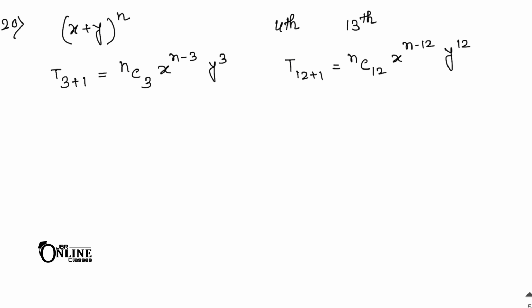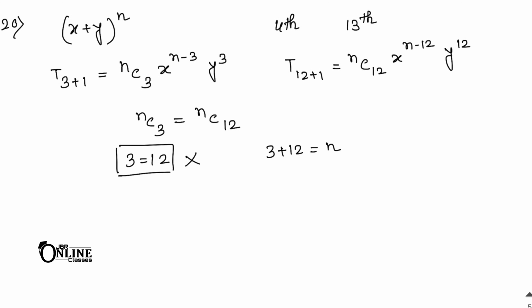So as the coefficients of the fourth term and the 13th term are equal, you can write nC3 is equal to nC12. If these two are equal, then either 3 equals 12, which is not possible, or, by the formula, 3 plus 12 equals n, and so n equals 15. It's very easy.